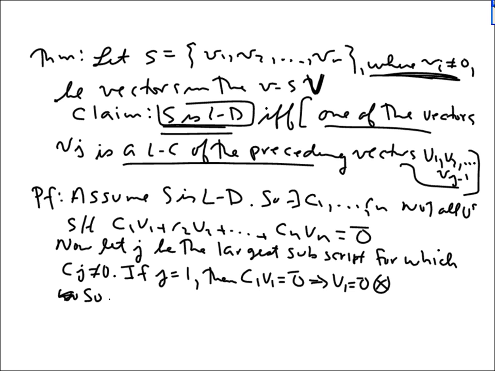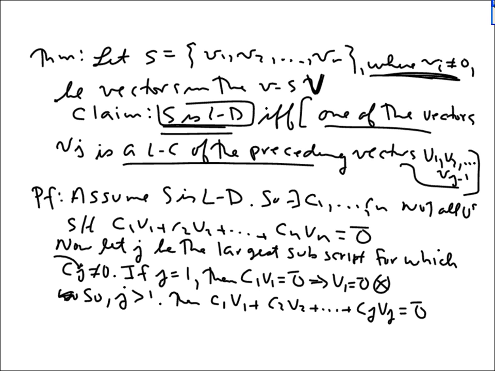So j is bigger than 1. You know that. Now this one you have to think about for a moment or two. c1v1 plus c2v2 all the way up to cjvj is 0. I claim that sum is 0. Now remember, cj is the largest term, the largest scalar that isn't 0.